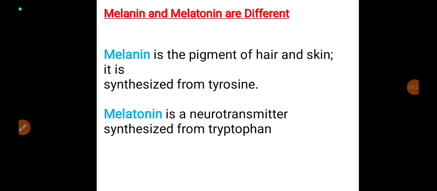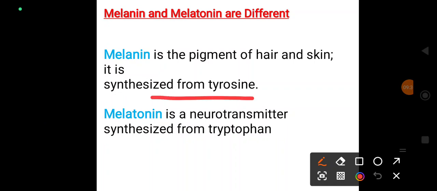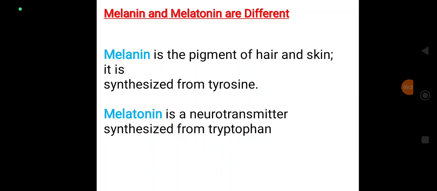And we should not get confused between melanin and melatonin, they are different. Melanin is a pigment of hair and skin. It is synthesized from tyrosine. But melatonin is a neurohormone. It is synthesized from tryptophan.